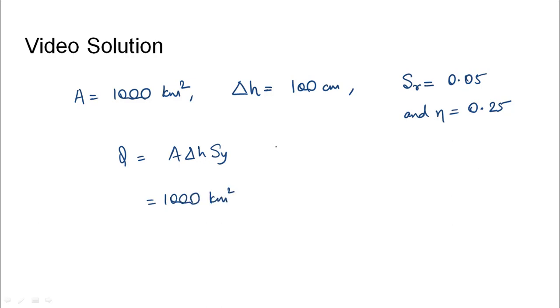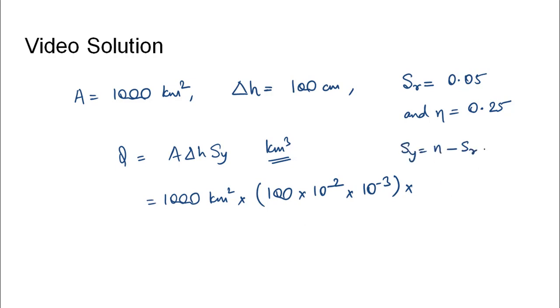It is also to be noted that the answer is demanded in kilometers cube. So we should convert all the parameters into kilometer units. So area is in kilometer square, delta H is 100 centimeter. So we will convert it first to meters and then we would convert it to kilometers. SY is a pure number, so SY would be porosity minus the specific retention, that would turn out to be 0.2. Substituting the value here, we would get the final answer as 0.2 kilometer cube, that is the volume of water that can be drained out from an aquifer.